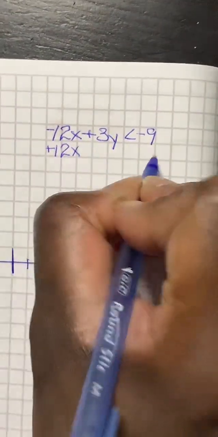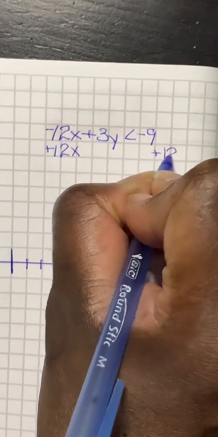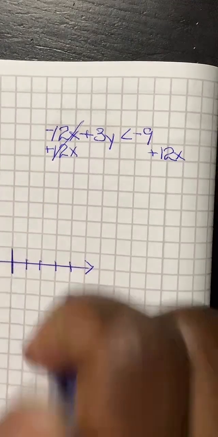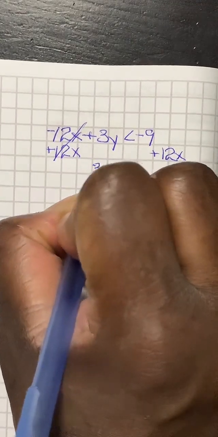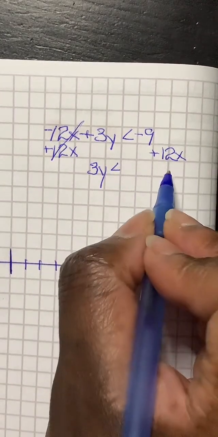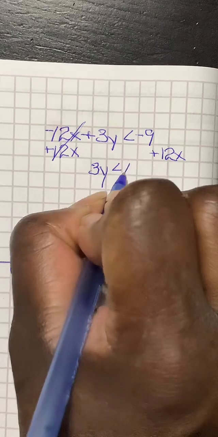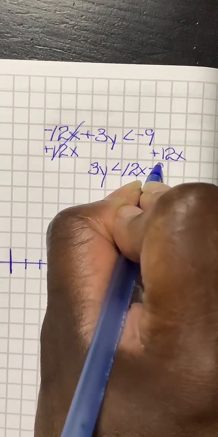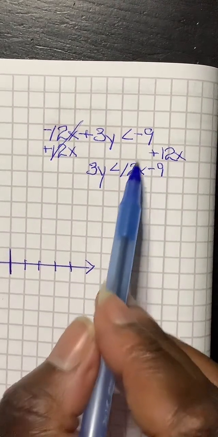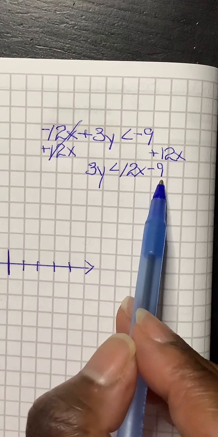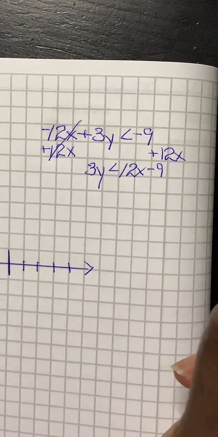So we're going to add the 12x on both sides. Okay, just like you would for a linear equation. The 12x's are going to cancel out, leaving me with my 3y is less than. And since I want slope-intercept form, I like to put the 12x first, and then the minus 9 comes down. If you say negative 9 plus 12x, that's perfectly fine too. Okay, don't let anybody tell you anything different.